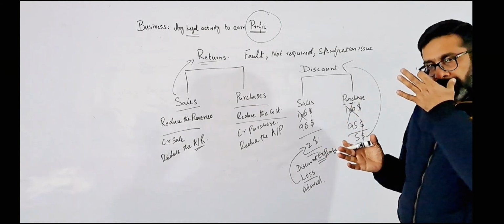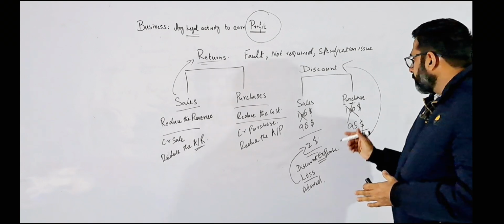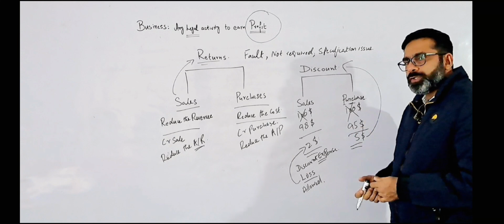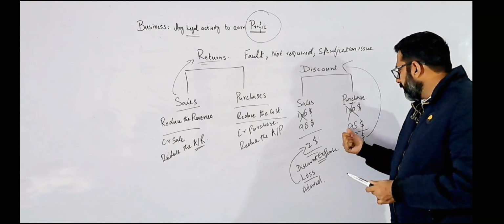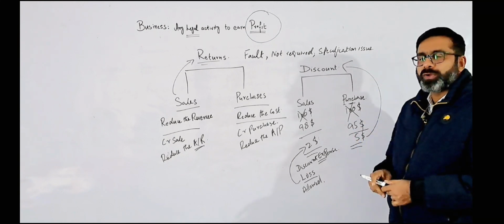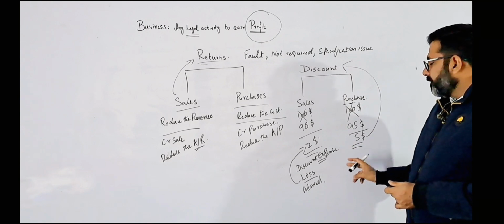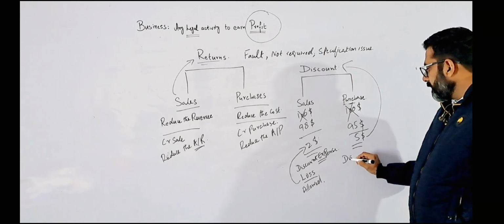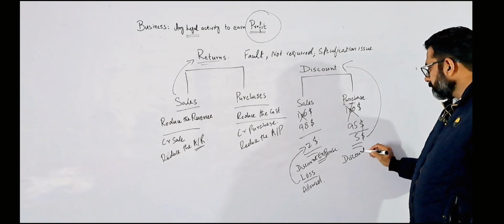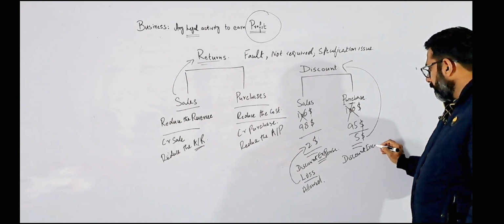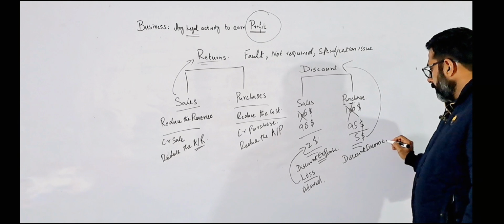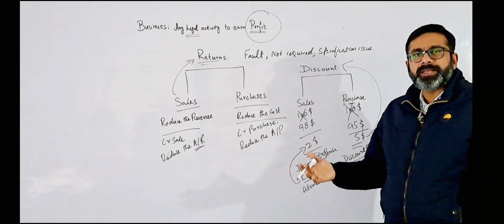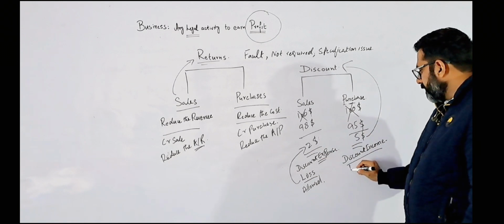On the other hand, if you are purchasing the goods worth $100, but you are paying what? You are paying only $95. So the $5 which you are paying less, this is what? This is the discount income. This is not the loss for you. This is the revenue or the benefit for you.